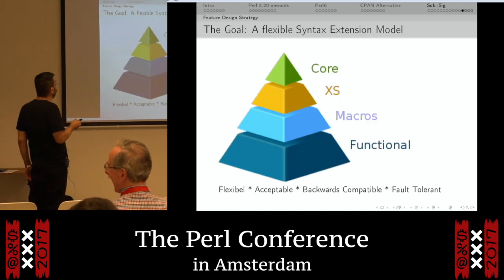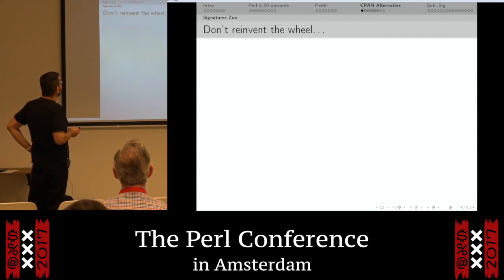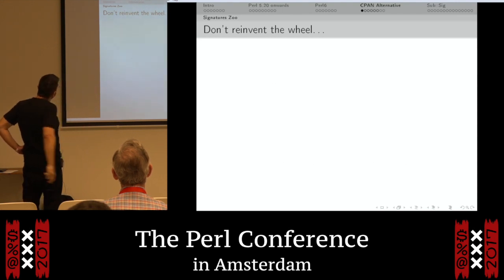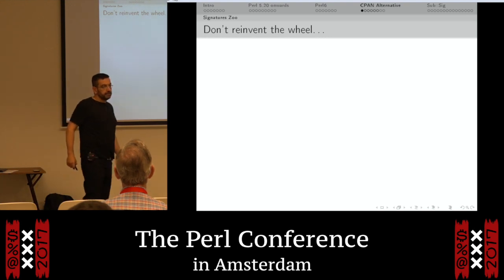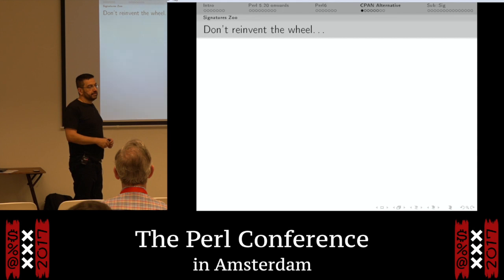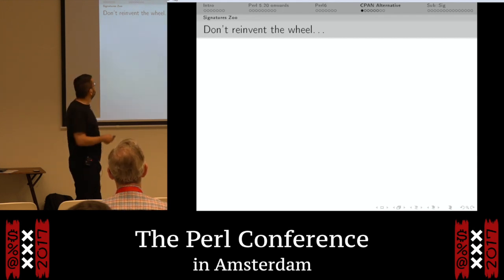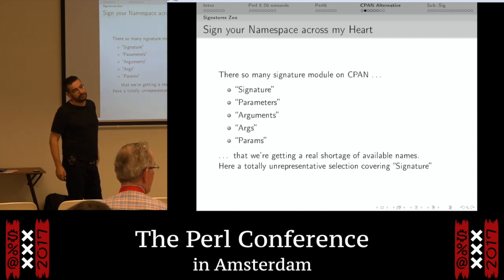So actually, sorry, I didn't do all the images for this talk, but with don't reinvent the wheel for CPAN, I want to show a dump full of wheels. I didn't even know about Cavalca because I couldn't find it with the usual suspects like signature, parameters, arguments, args, and params. And I really passed these namespaces, believe me.